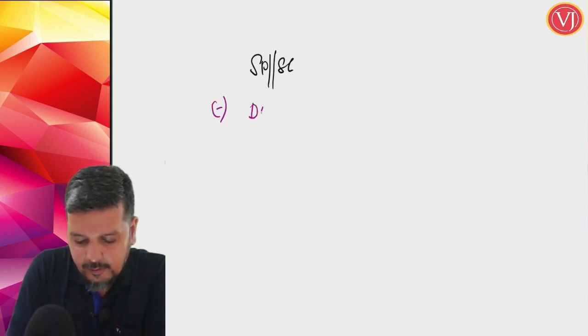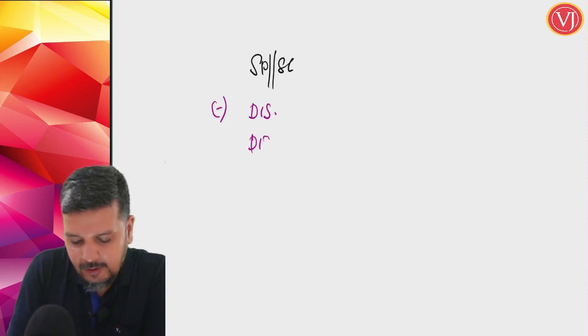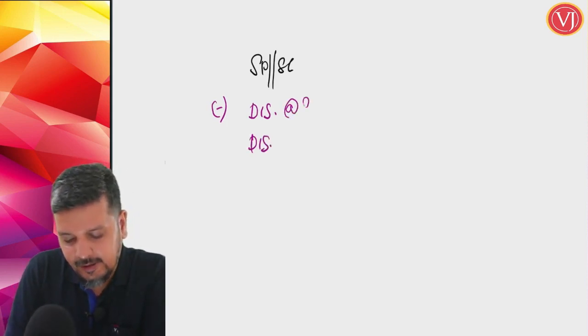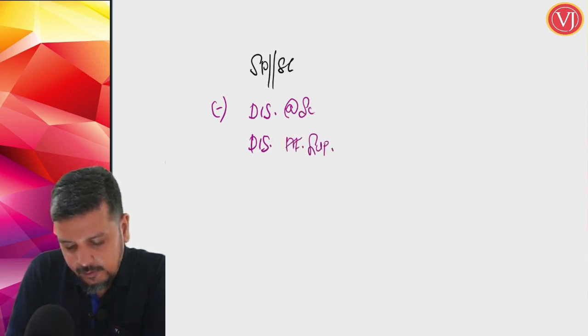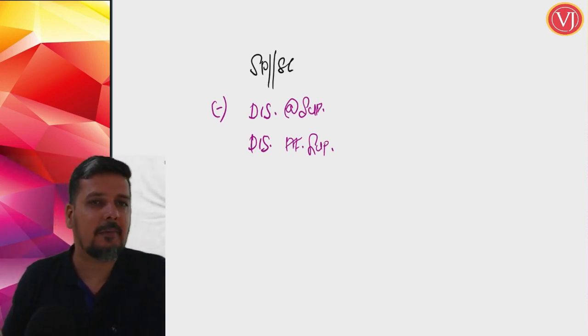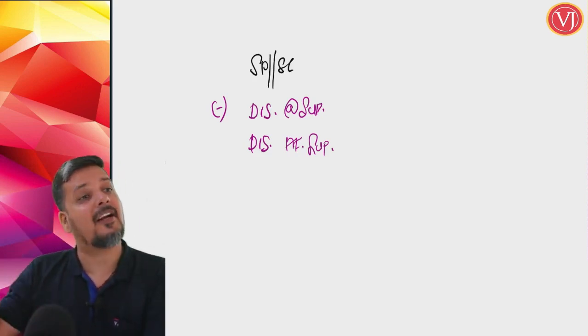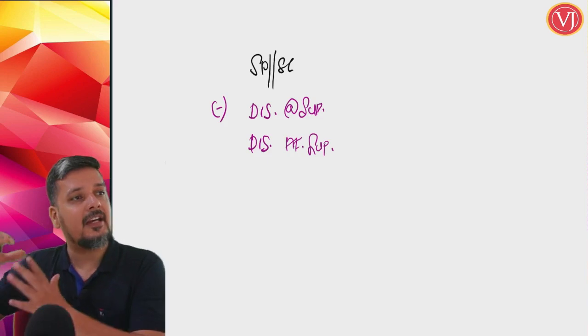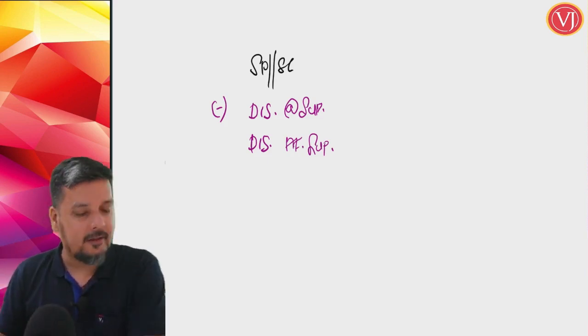Less discount. There are two types of discount. Discount given at the time of supply, and discount given after supply. Discount given at the time of supply is subtracted. Discount given after supply is also subtracted, but it will be subtracted later. It will not be subtracted immediately.